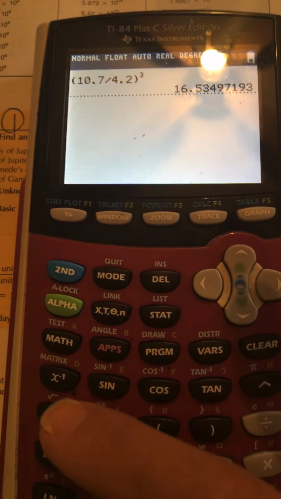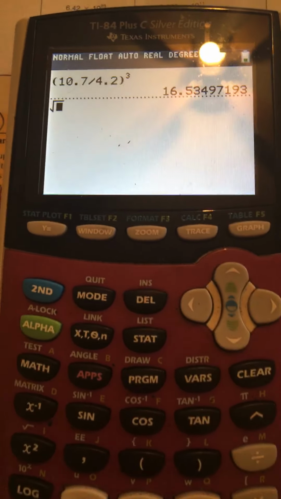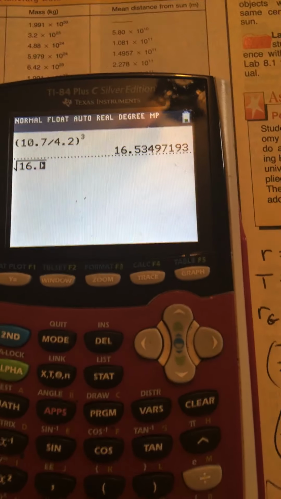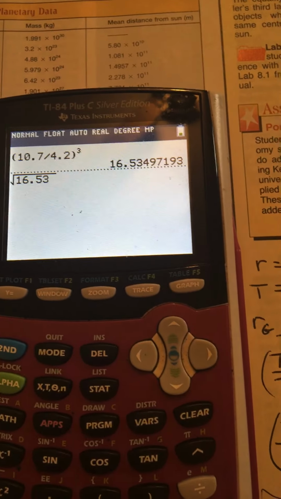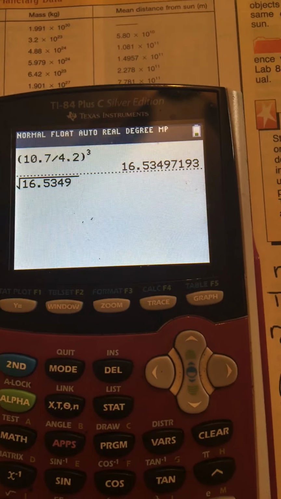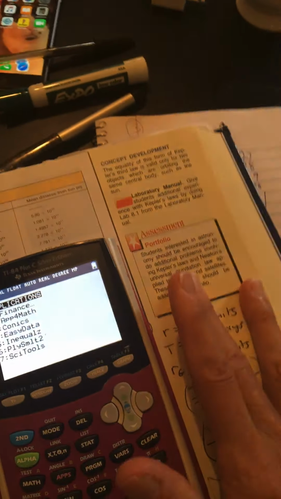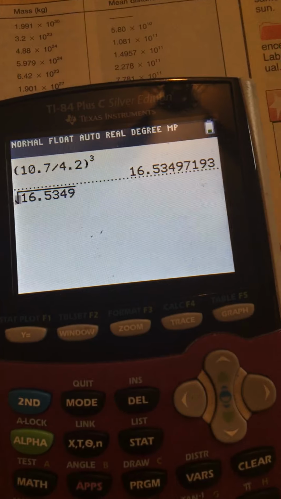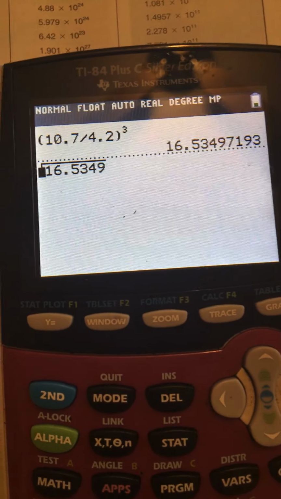So I'm going to take the square root of this. I'm going to do second x squared. See the little square root sign? And I'm going to type this in. 16 point. Now there's a way you wouldn't have to do this where you could put it all in at the beginning, but that would be more confusing. I'm about to drop my calculator here. Hold on. Okay, sorry about that. Look at that, I got an application here that you want to quit. All right, that's pretty good. We'll go with that.